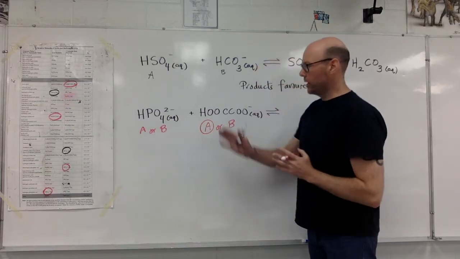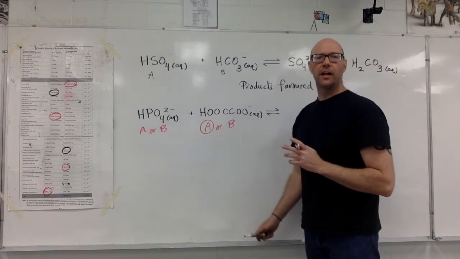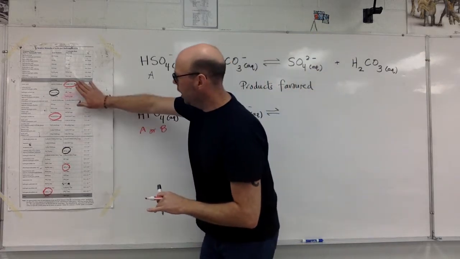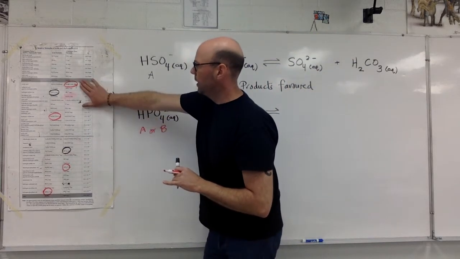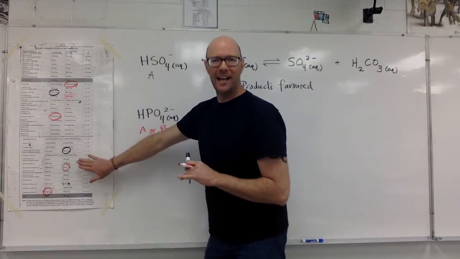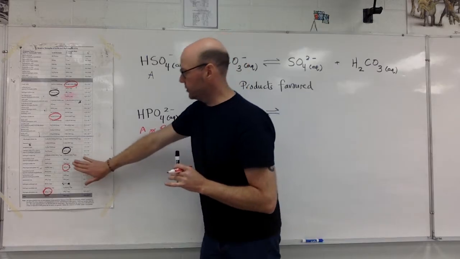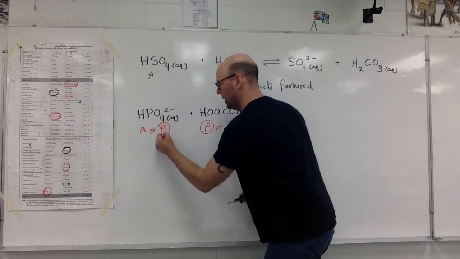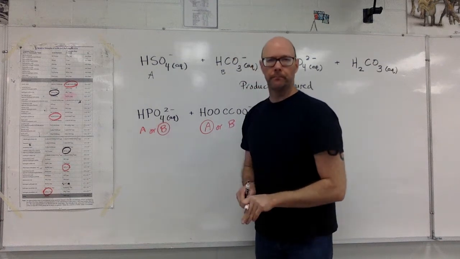Then by a process of elimination, the hydrogen phosphate ion must be the base, or looking at the two chemicals in the base column, the one that's lower down is going to be the stronger base. It's the HPO4²⁻, it's the base in this particular equilibrium.